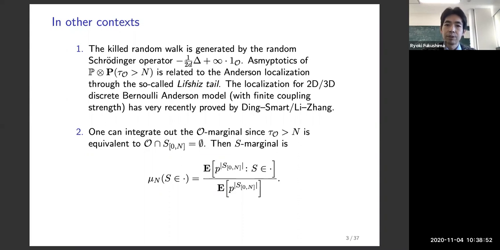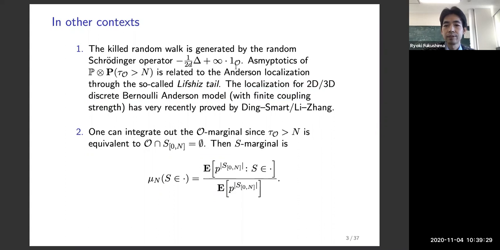And although this Bernoulli-Anderson model looks, let's say, at least simple to define, analytically this is actually the hardest problem to analyze in the context of Anderson localization. For example, the localization for 2D and 3D Bernoulli-Anderson model has only very recently been proved by Ding and Smart. This is the 2-dimensional result, and Li and Jian in 3 dimensions. And essentially for IID potentials, these two works are almost the last work in this field.